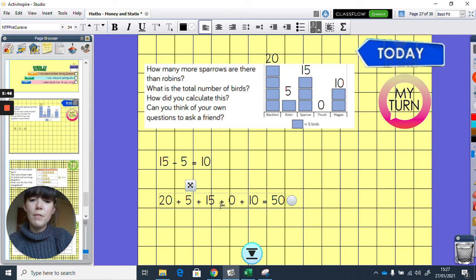So there were a total of 50 birds seen in the garden that day. It's a lot, isn't it? And you can ask any of your own questions to ask a friend about the pictogram.